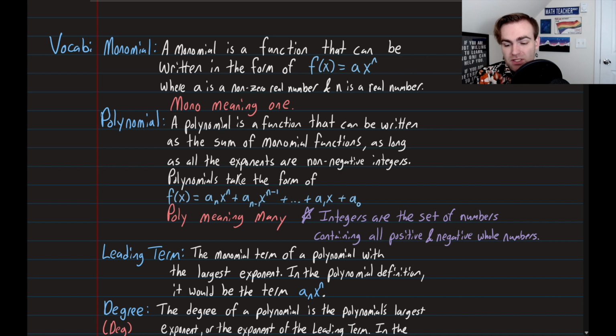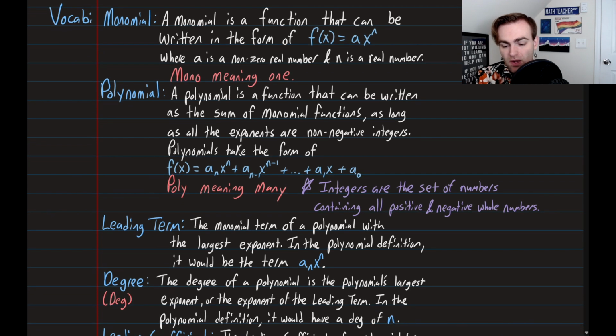A monomial is a function that can be written in the form f(x) equals a times x to the power of n, where a is a non-zero real number, because if it was 0, it'd just be 0, and n is a real number. Remembering that mono is equal to 1. Polynomials are the sum of individual monomial functions all strung together.